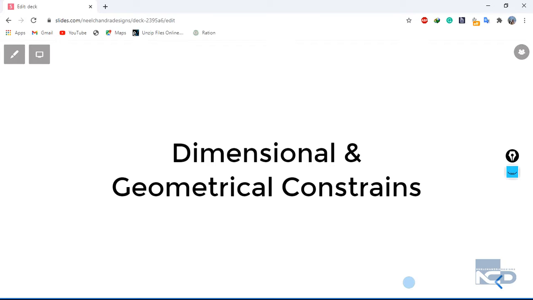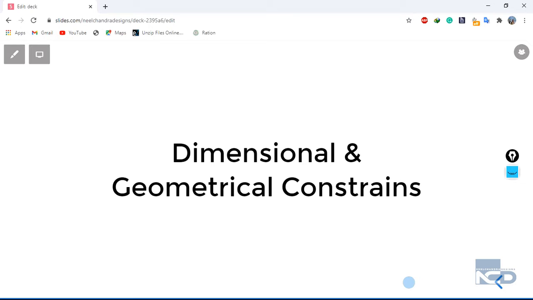In this lecture we are going to cover one of the very important sections in any software. It's not limited to SolidWorks only. We are talking about a concept that is very important in any of the CAD software that you are going to study, or that is available at present, or may be available in future.